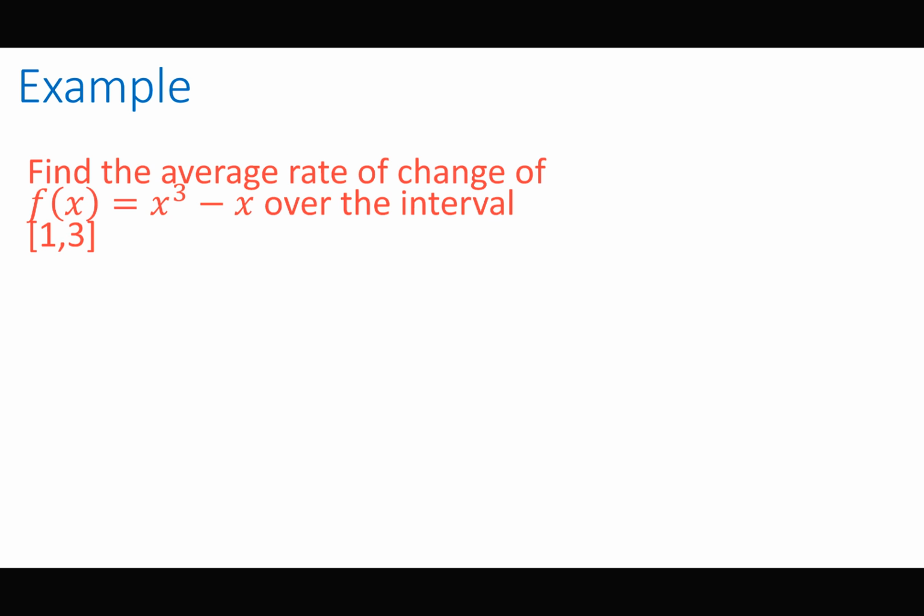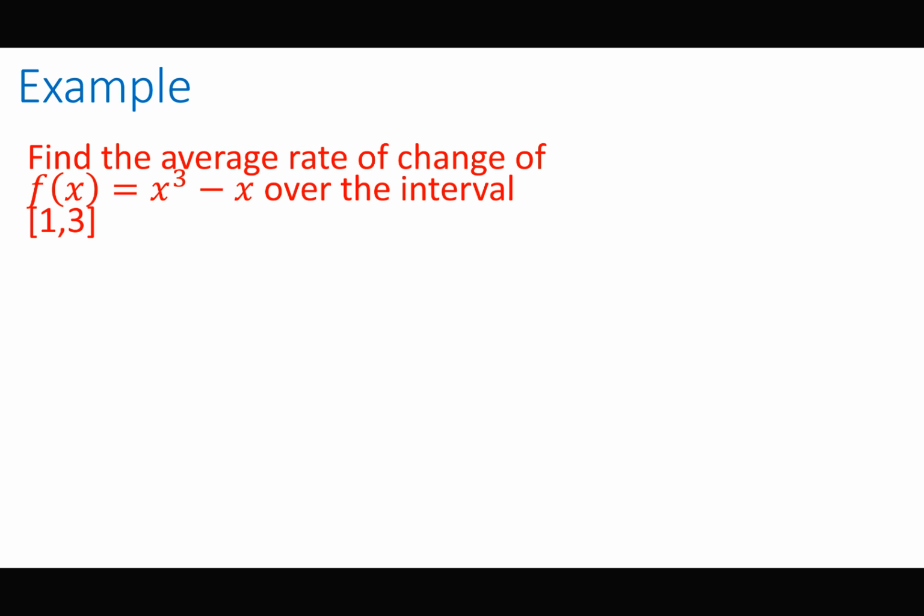Okay, so let's do an example for average rate of change. If I want to find the average rate of change of this function, x cubed minus x, over the interval 1 to 3. So again, the interval 1 to 3. So if I were to graph that function x cubed minus x, it's going to look like this nice curve. I'm simply trying to find the average rate of change from here all the way up to here. Okay, from 1 to 3, I want to find the average rate of change of this function.